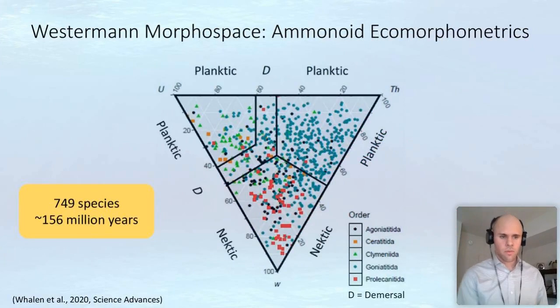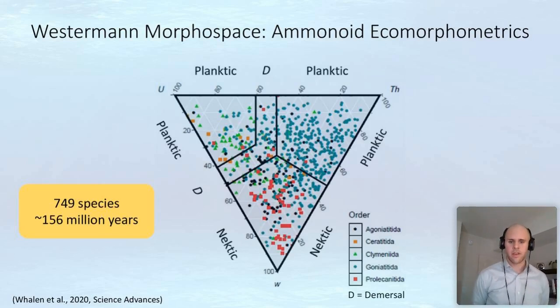So what we did was measure 749 Paleozoic ammonoid species. These span about 156 million years of ammonoid evolution from their origination in the Eocene to the end of the Induan. The Induan, so that we include the recovery from the Permo-Triassic mass extinction.